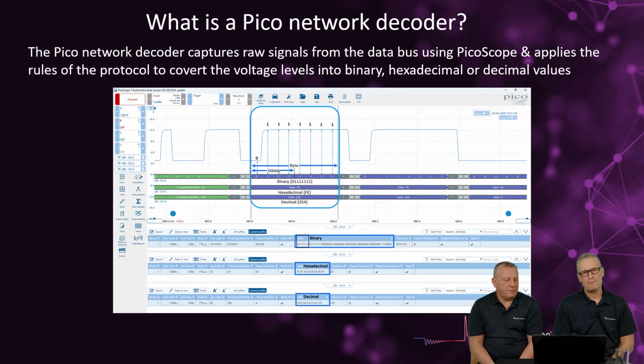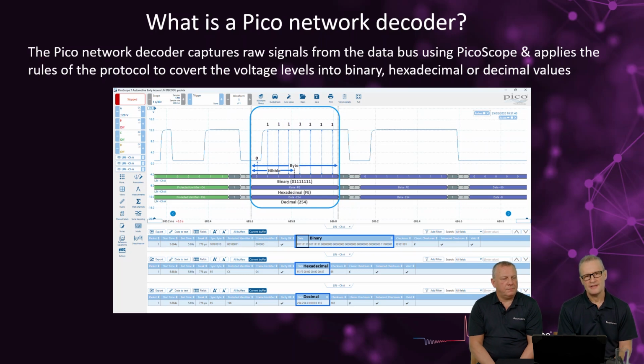So on that, what is a Pico network decoder? Well, the Pico network decoder captures raw signals from the data bus using PicoScope. So this is a physical voltage measurement. We're going to connect to the data bus and just, for want of a better description, sniff the activity that's going on in that cable. And then we can apply a decoder.